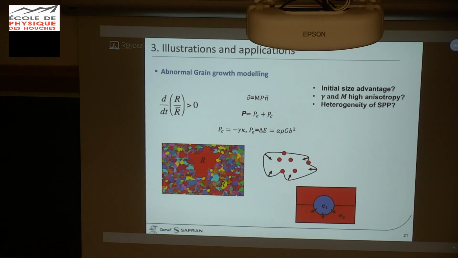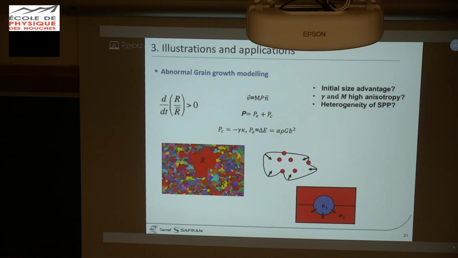And generally, if you go in the state of the art, you will see that this kind of phenomenon is explained by three main mechanisms. First, you can have some advantage of some grains at the beginning of the thermal treatment, what we call initial size advantage. You can also have some anisotropy of grain boundary energy and mobility, which can explain that one grain interface could be an advantage over the other grain interface. And you can have also some heterogeneity of the second phase particle population.